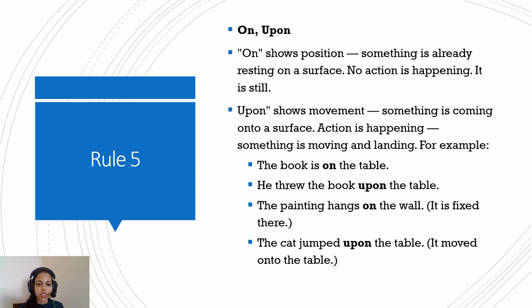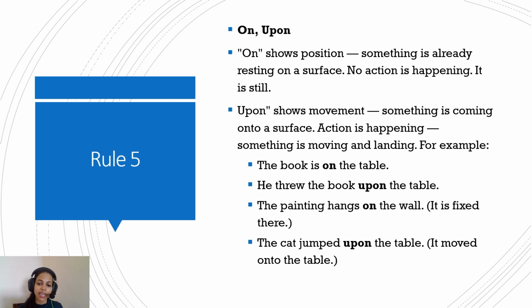So for example, the book is on the table. So the book has been there. It is lying there. It is resting there. No action is happening on the table, showing the position. He threw the book upon the table. So here, the action of throwing is happening. So upon the table, it is telling that something has just come on the surface. It has been thrown. So the action of throwing the book has been done upon the table.